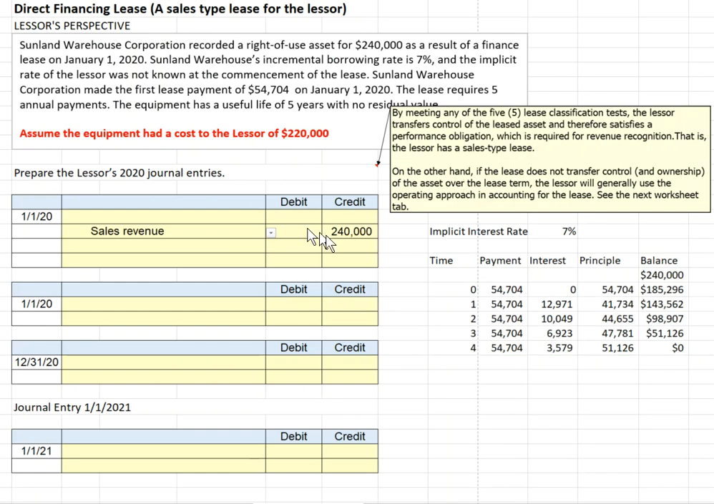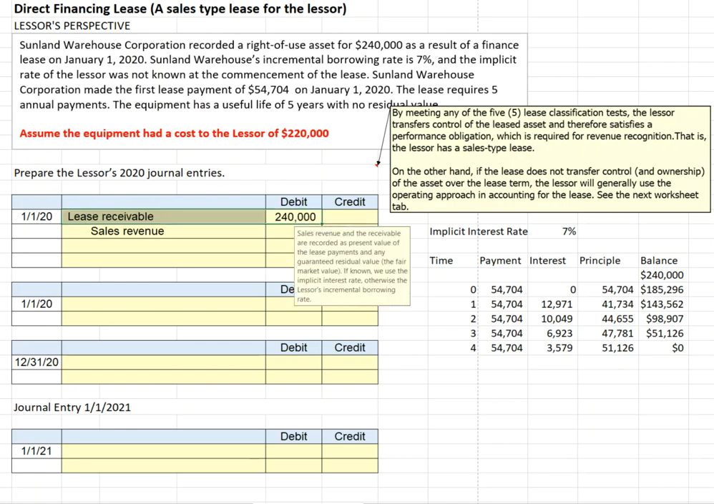Upon recording the lease, the lessor will record a sales revenue of $240,000. That's equal to the present value of all the future lease payments. It also records a lease receivable of $240,000. And again, they're equal to the lease payments and any guaranteed residual. And again, this is the fair market value of the transaction. If known, we use the implicit rate. Otherwise, we use the lessor's incremental borrowing rate in calculating the fair market value.